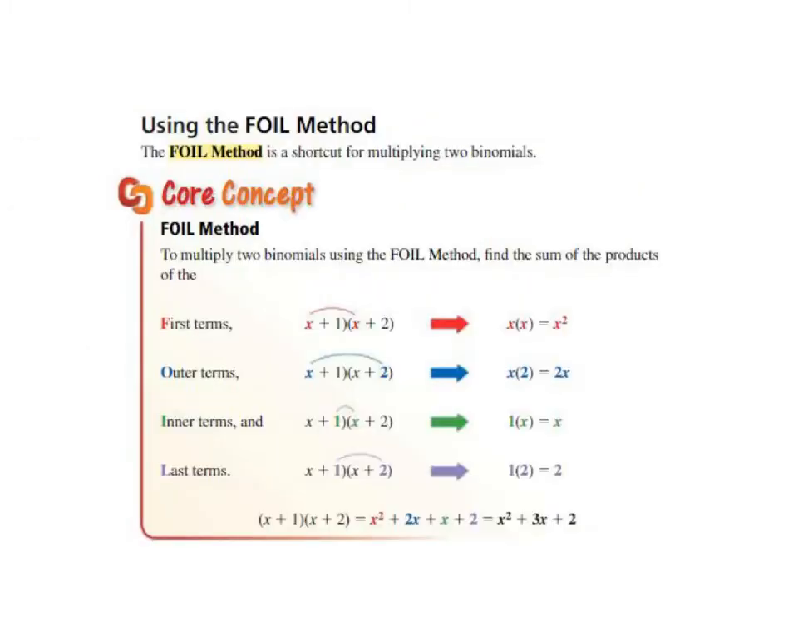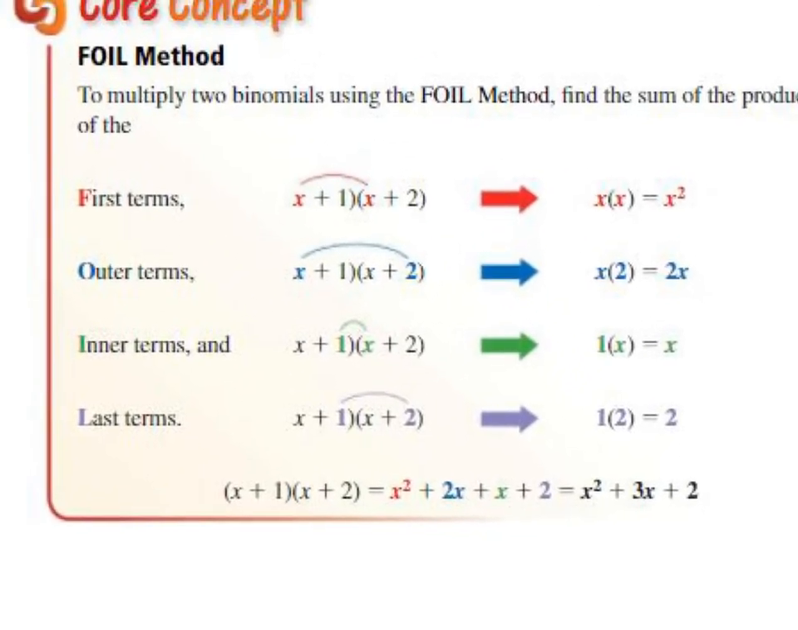So there is another method. It's called FOIL, and it's a little bit of a shortcut. So let's talk through it. Sometimes you don't want to write out that double distributive property. So this is kind of outlined nicely, actually.